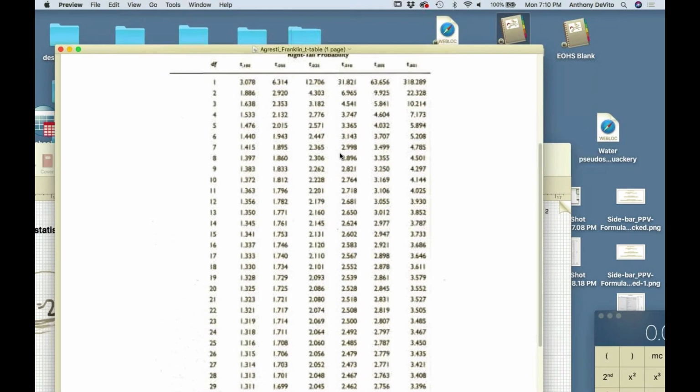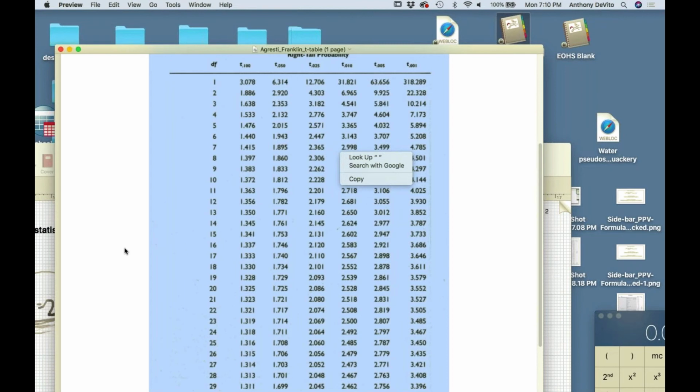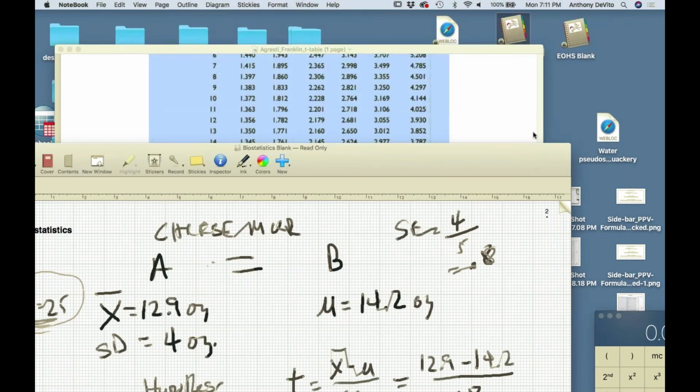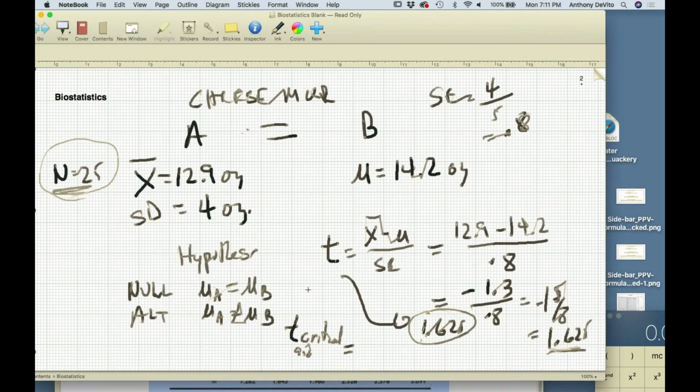And here's the table. And degrees of freedom, how many degrees of freedom am I looking at? 24. And the critical value of t is 2.064. So the critical value of t is 2.064, and the value of t I calculated was 1.625. Have I exceeded my critical value of t? No, right? 1.6 is smaller than 2.064. I haven't exceeded my critical value of t.